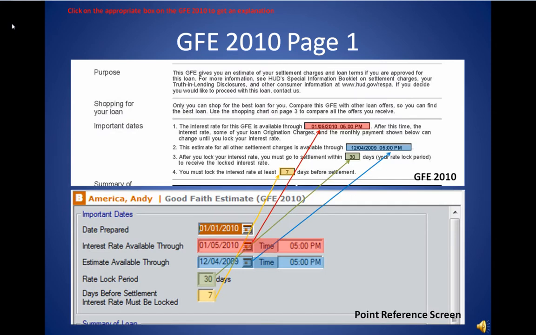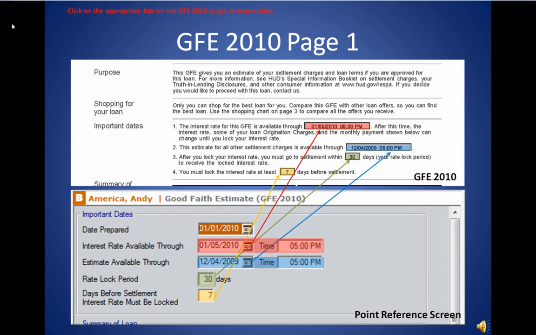Here we're going to go over the important dates section of page 1 of the new good faith. The first one is the interest rate for the good faith, when it's available through. If you have locked the loan, you would obviously put the lock expiration date on here. If you have not locked the loan yet, to guarantee that you don't fall out of compliance, you should put the date and the time when you looked up the rate so the customer gets an accurate quote.